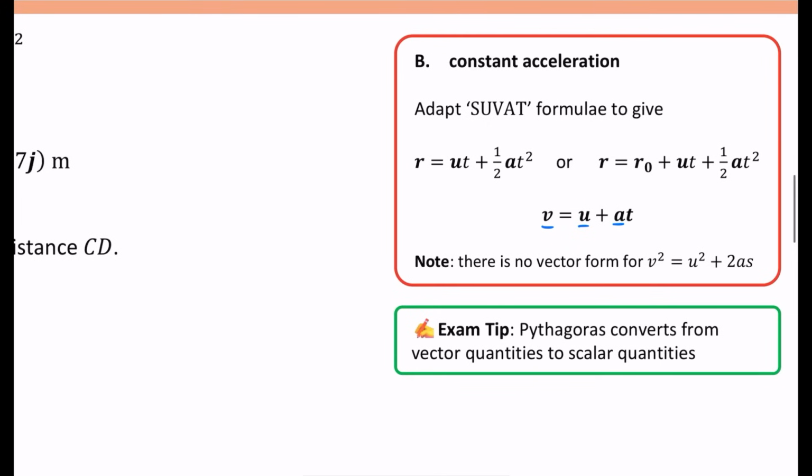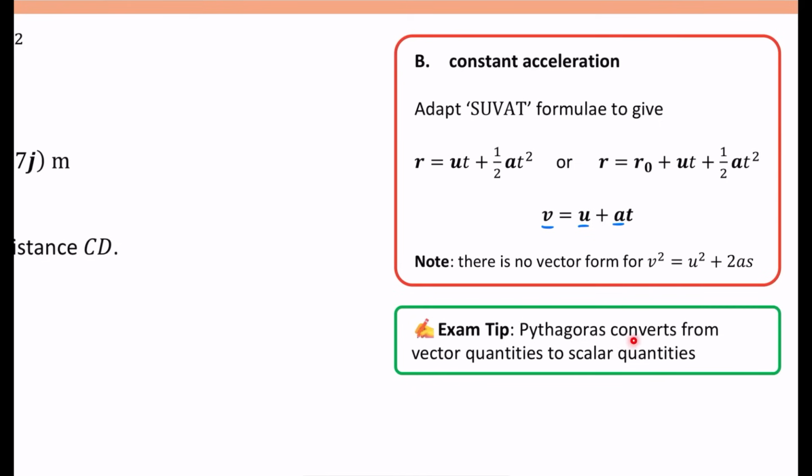And there are other vector versions of the SUVAT formulae, like s equals u plus v over 2 t, and s equals vt minus a half at squared. You can turn those into vector ones, but you can't turn v squared equals u squared plus 2as, because we can't do v squared or u squared with vector quantities, okay?